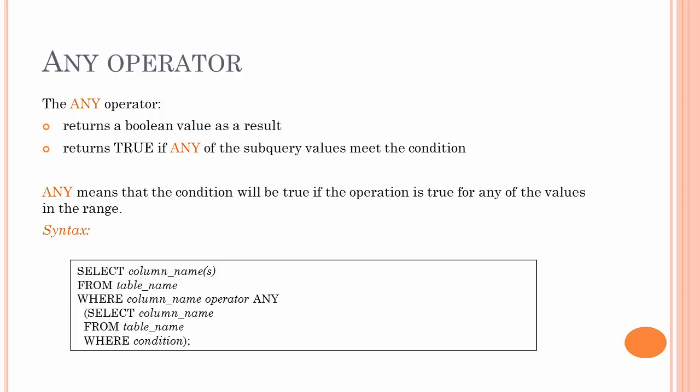Any means that the condition will be true if the operation is true for any of the values in the range. So here we have the syntax: select column names from table name, where column name operator any, and in the parentheses we write the subquery: select column name from table name where. Then close. So let's see how we can use this in SQL Server.